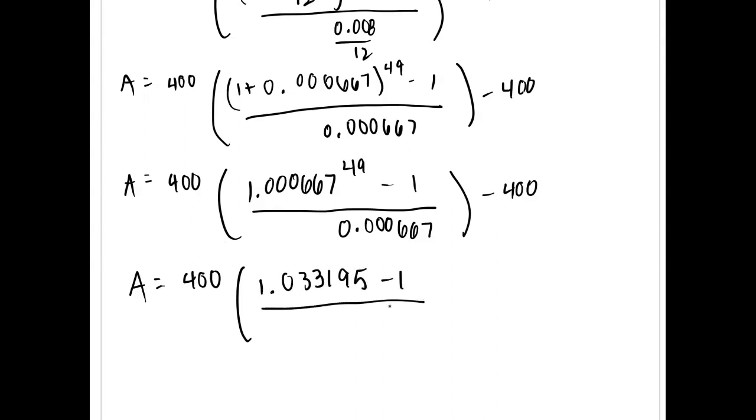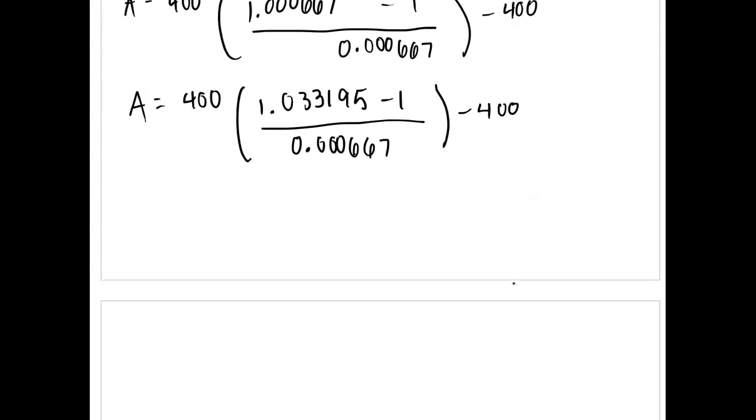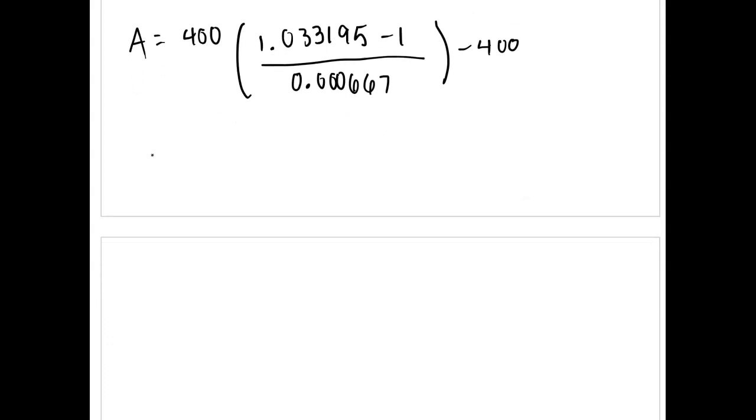Again, in these intermediate steps, it is best to include as many places after the decimal point as you can and wait until the very end to round. Okay, at this point, I can go ahead and do that subtraction in the numerator. So I can take 1.033195 minus 1.